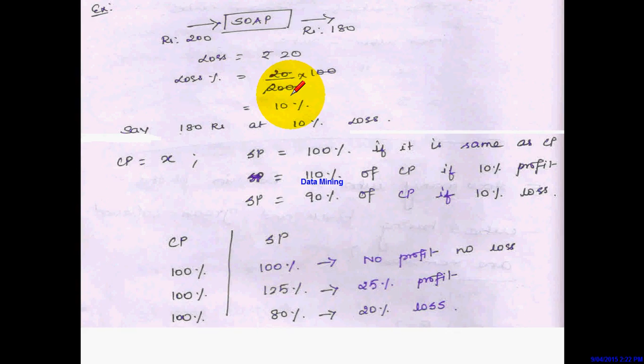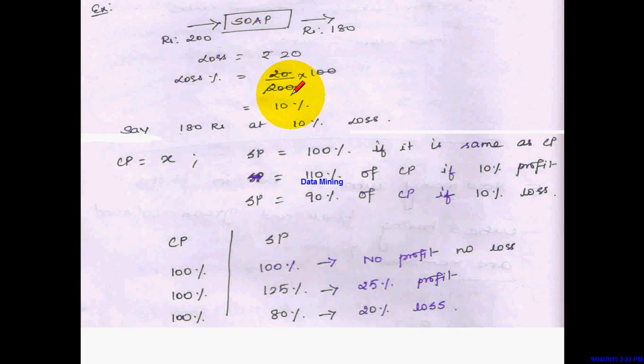Definitely they'll ask, what is your loss percentage? We can easily say that it is 10% loss. So first you have to calculate the loss, and the loss divided by cost price into 100. That is your loss percentage.